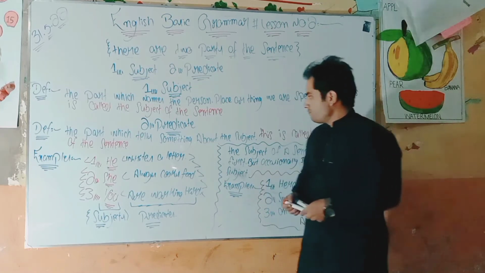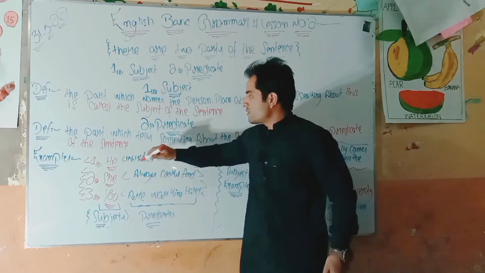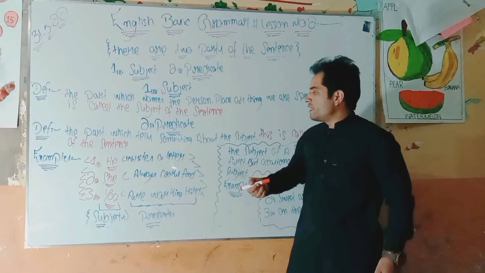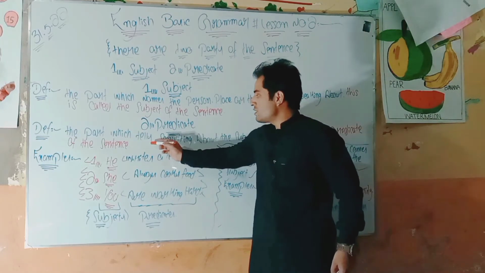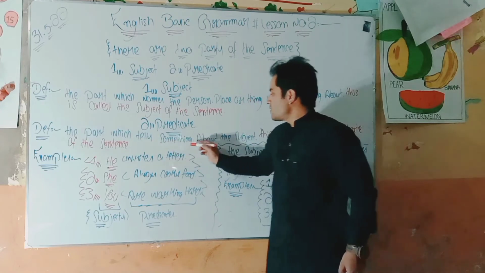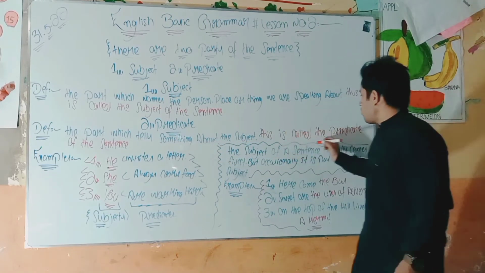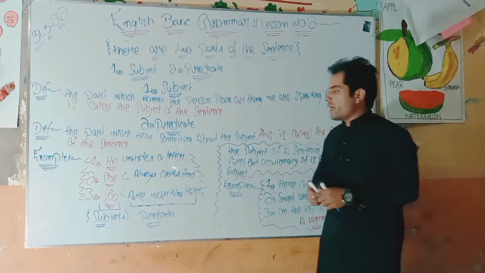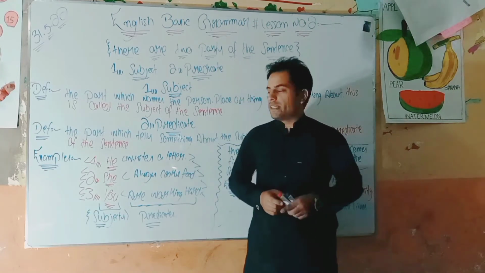Now how? The part of a sentence which tells. Tell means to give information to somebody by speaking or writing. It means the part which tells, which informs something about the subject. What does the subject do? This is called the predicate of the sentence. Now let me teach you the examples of subject and the examples of predicate.